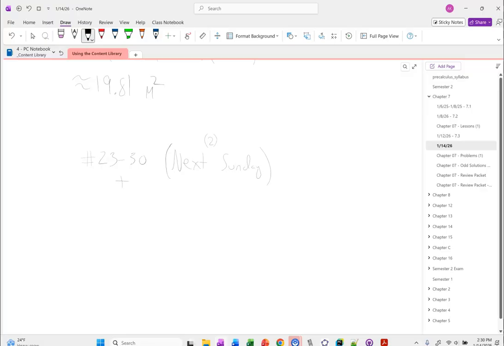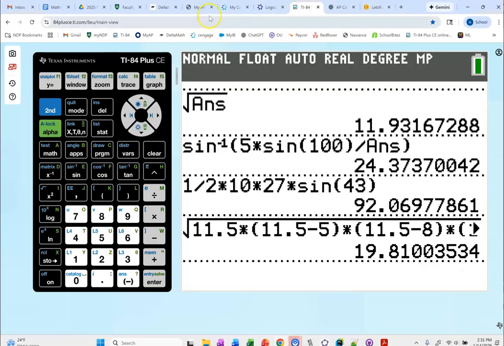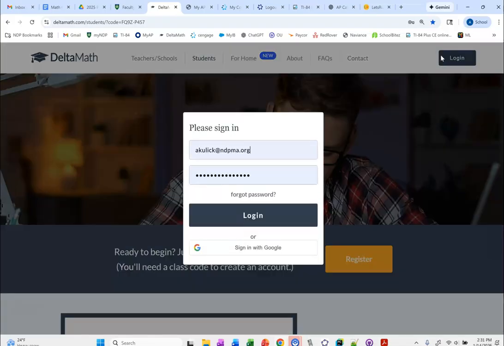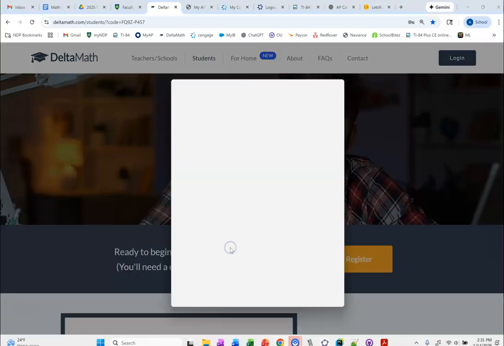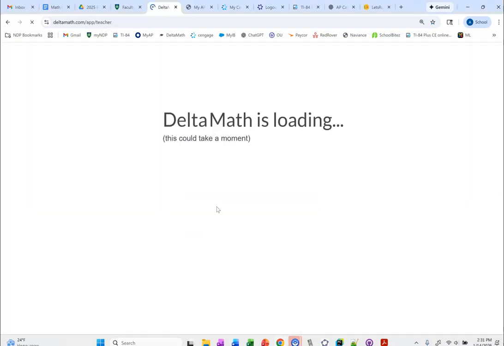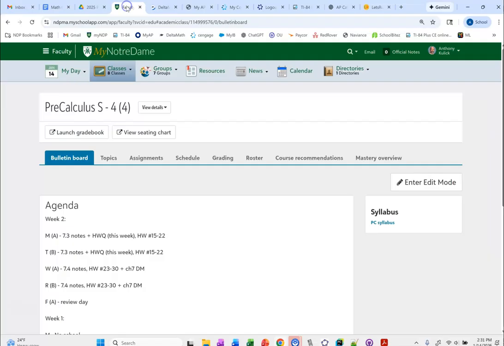I'm also going to assign a Delta Math for you guys to practice. Addie's asking if there's a test next week. I'll get to that in just a second. So you guys will need to sign up for this semester's Delta Math.